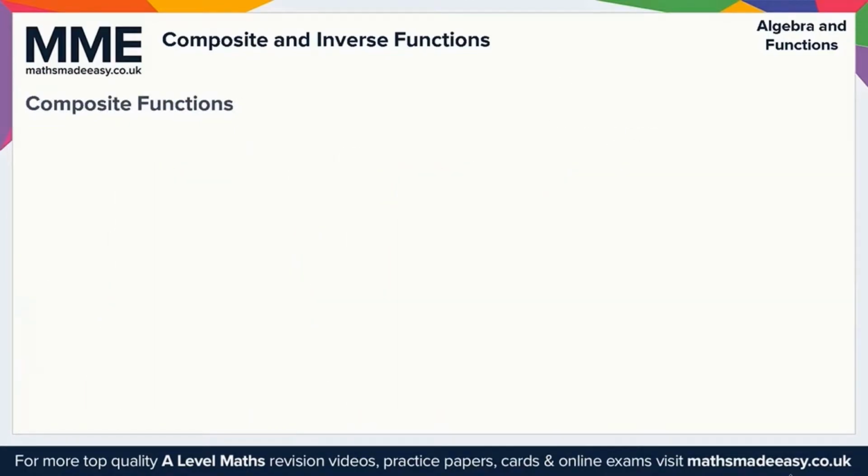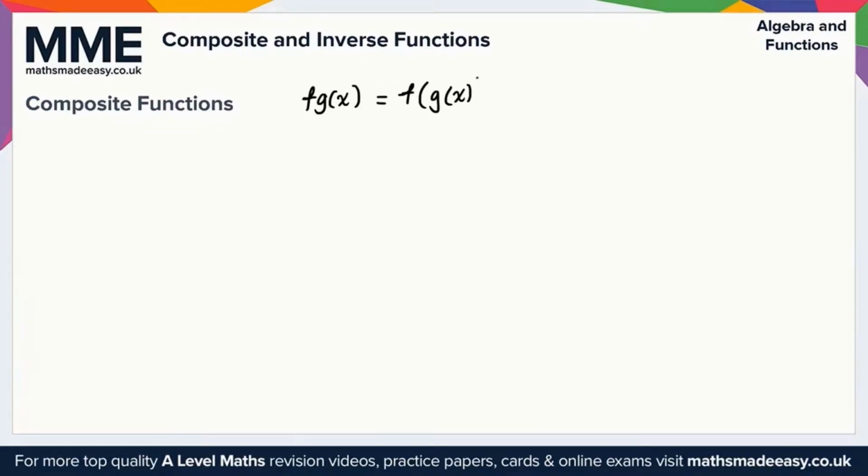Moving on now to take a look at composite functions. A composite function is a combination of two or more functions, say f and g, and this creates a new function. And we write composite functions as, for example, fg of x. What this means is that we do g first and then do f, and we can rewrite this as f of g of x.